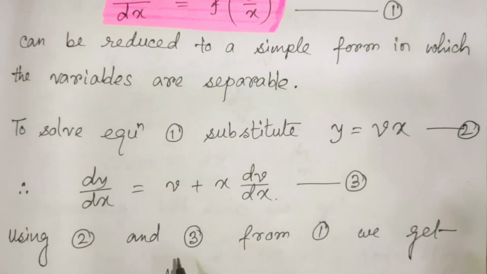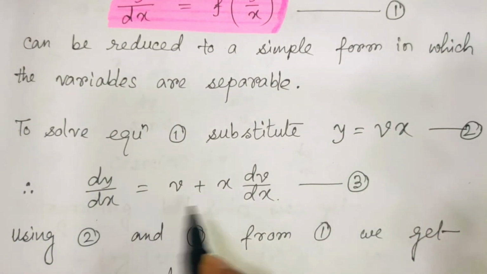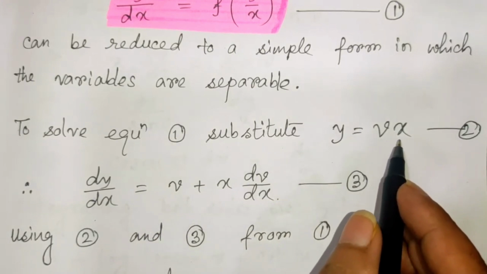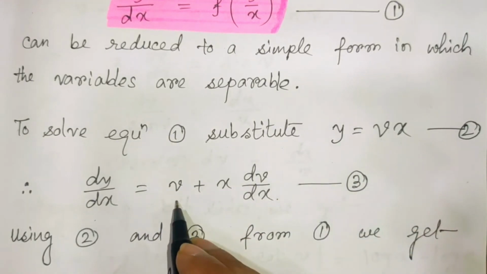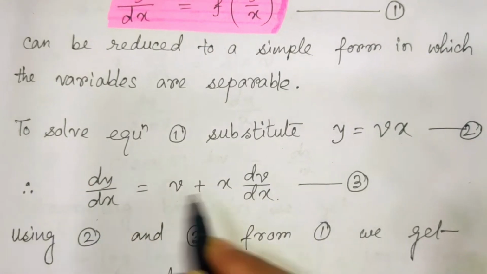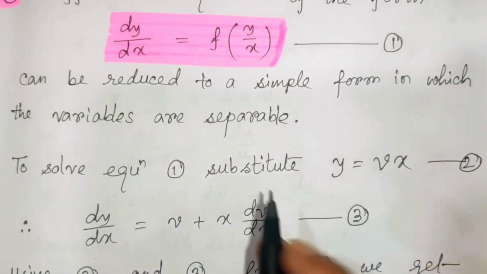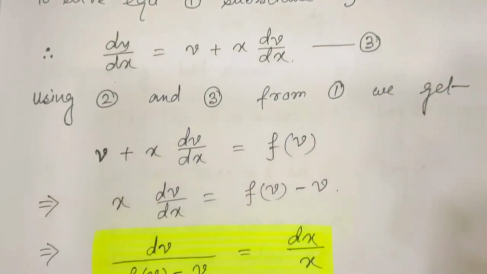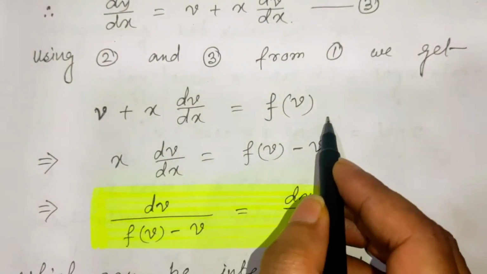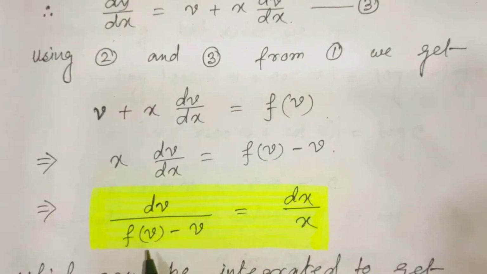After that we take the derivative of this one, and we shall find dy by dx is equal to, here it is v into x, that means it is the uv format: first function times derivative of second plus second function times derivative of first. Accordingly we shall find this one, and this dy by dx and the value y by x is equal to v we should substitute in the given equation. After substitution we shall find the equation in this format, and after simplification and separation of variables we shall find dv divided by (f of v minus v) is equal to dx by x.